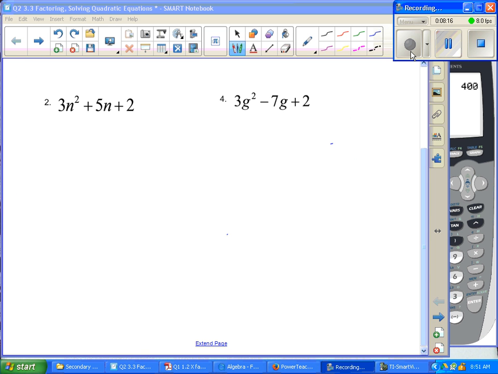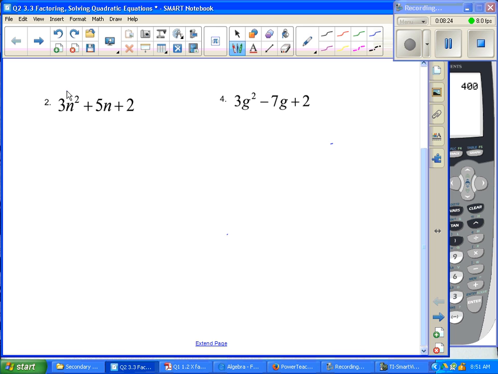Okay, so these problems right here, these are something where I would do that umbrella method. The value in front of the n squared is not a 1, so I have to multiply the a and the c value together. So 3 times 2 would give me a 6. And then the b value goes up here. So I'm coming up with two things that will multiply to give me a 6 that are going to add to give me a 5. And what would those be?